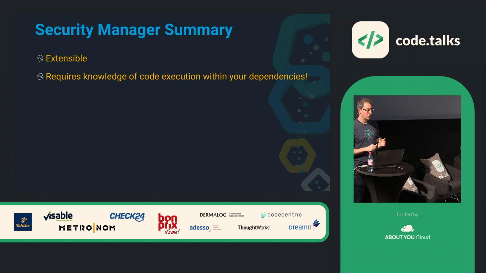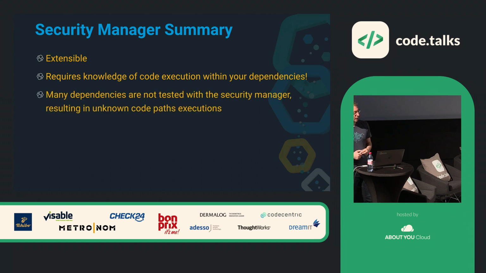So let's do a quick security manager summary before continuing. It's quite extensible, and here comes the biggest drawback. You can't just selectively enable the security manager. It's enabled for your whole Java application. And that basically means you need to know what all of your dependencies are executing and what kind of code they're executing. And if you just take a look at a Spring Boot application, it's pretty big, and you will still need to know what all of your dependencies are doing. So it's quite some work to get to the state where you know what you need to do in order to enable the security manager.